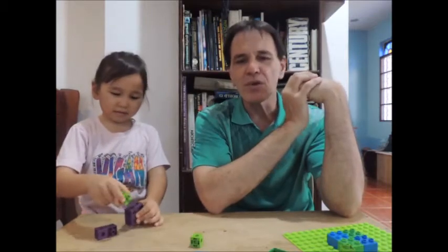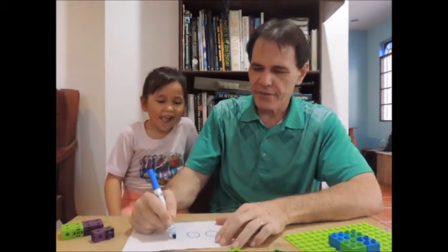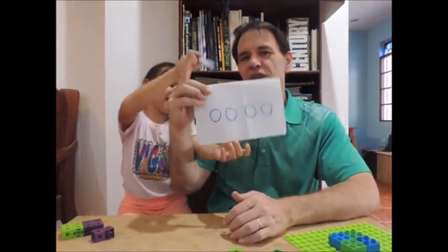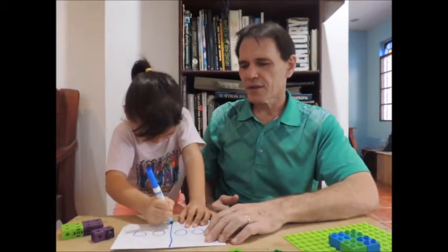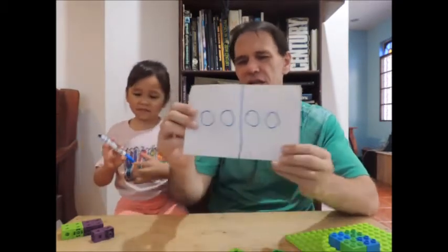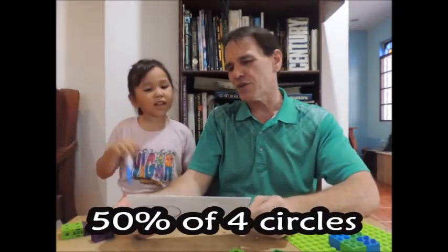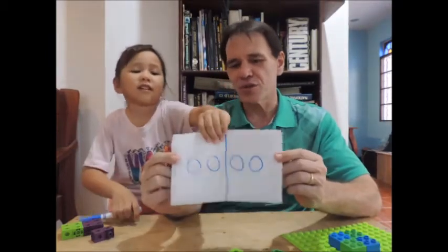And then we can do one more thing I want to add. I'm going to draw some circles for Sophia. So I drew 4 circles. And I'm going to ask Sophia to put a line in the middle. Can you put a line in the middle of those 4 circles? All right. Thank you. And you can see that she was able to. That line divides it in half. So what's 50% of 4, Sophia? 2. All right. So we can see that 50% of 4 is 2.